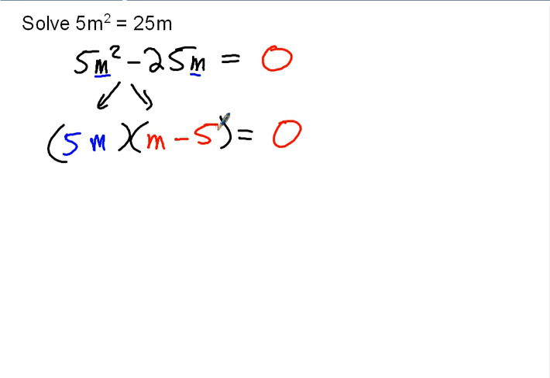Whenever I get a variable by itself like that, where it's not added or subtracted to something, what's going to be the zero of that factor? What value of m is going to make that first factor equal to 0?